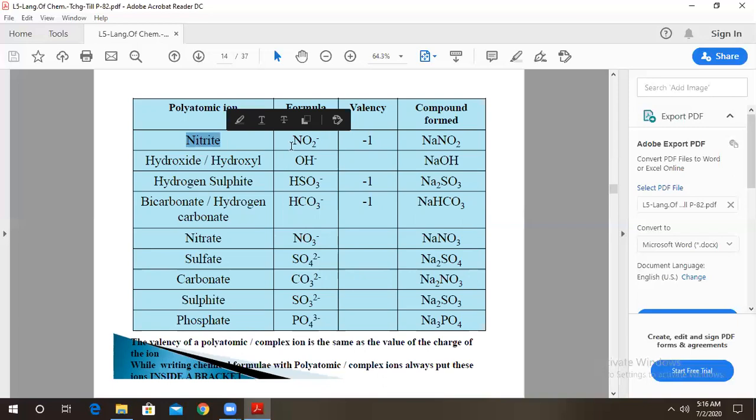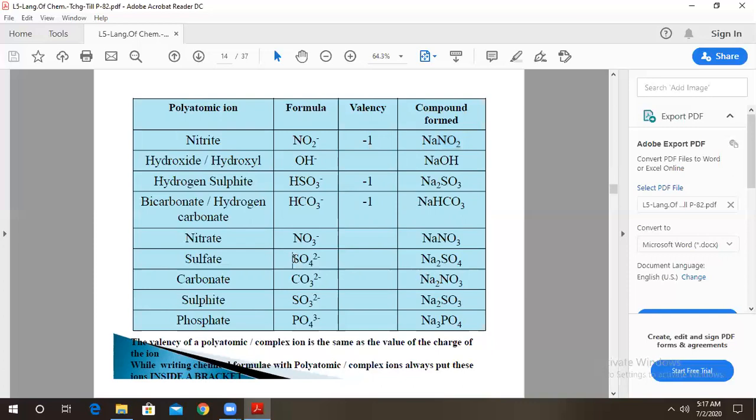Nitrite, NO2 minus. So the charge is -1, so the valence is 1. It forms NaNO2. This nitrite will combine with one other group. This nitrite is negatively charged, so it will combine with one sodium. And you know sodium is monovalent, so it will combine with one other group or atom. So these are a few polyatomic ions with their charges and the respective compounds.